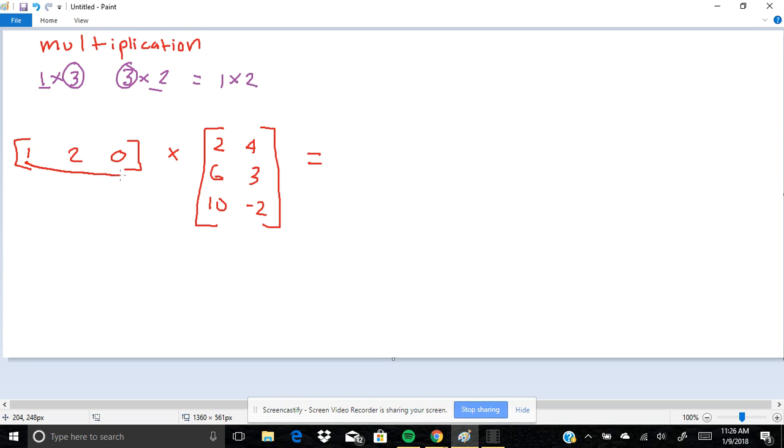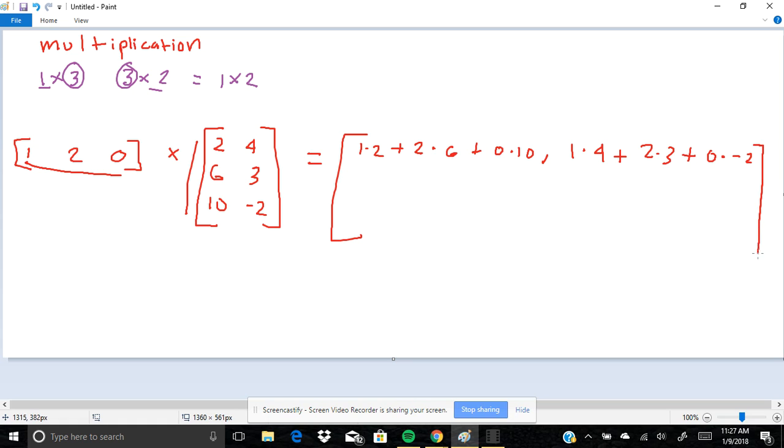And again, we start by taking this row and multiplying it by this column. So 1 times 2 plus 2 times 6 plus 0 times 10 would be the first number. And then we have 1 times 4 plus 2 times 3 plus 0 times negative 2 would be the second number. Made this box really large, but that was in order to help show you.